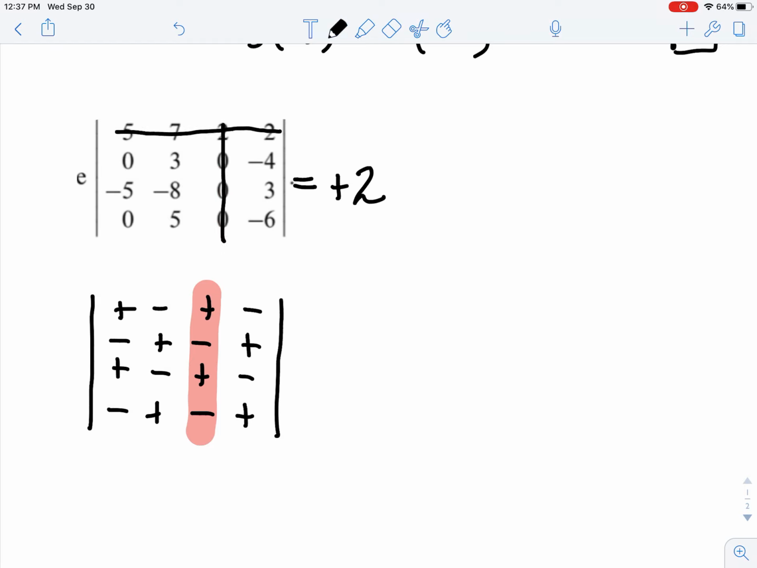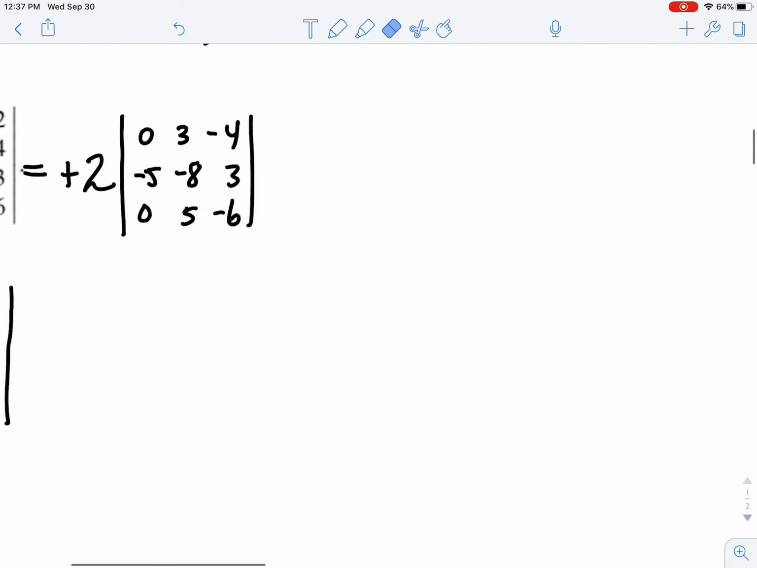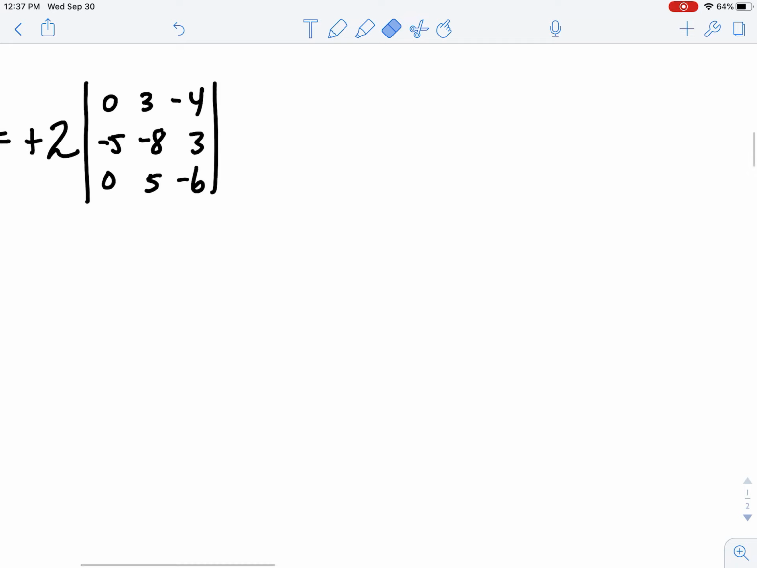So let's cross off this row and column containing that 2, and write down what we have left. So now I have 0, 3, negative 4, negative 5, negative 8, 3, 0, 5, negative 6. And you're probably looking at that and saying, oh my gosh, it's still complicated. I still have to compute a 3 by 3 determinant. Well, you're right. Let's just move over. And now that's fine. That's still a problem we can do.